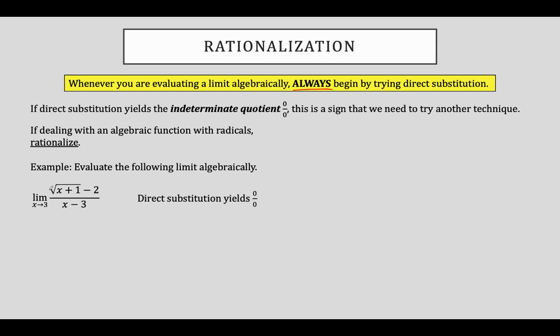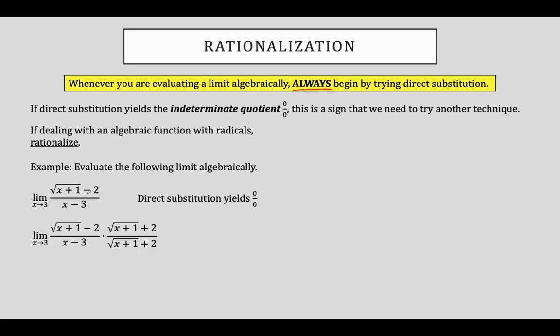Okay, because we have the presence of radicals, we want to rationalize. And in this case, we want to rationalize the numerator. Rationalization means get rid of the radicals. Well, how do we get rid of radicals when we have two terms? In this case, we want to multiply by the conjugate. We're going to multiply the numerator and the denominator by the conjugate of the numerator. Conjugate means we simply change the sign in between our square root term and our other term.